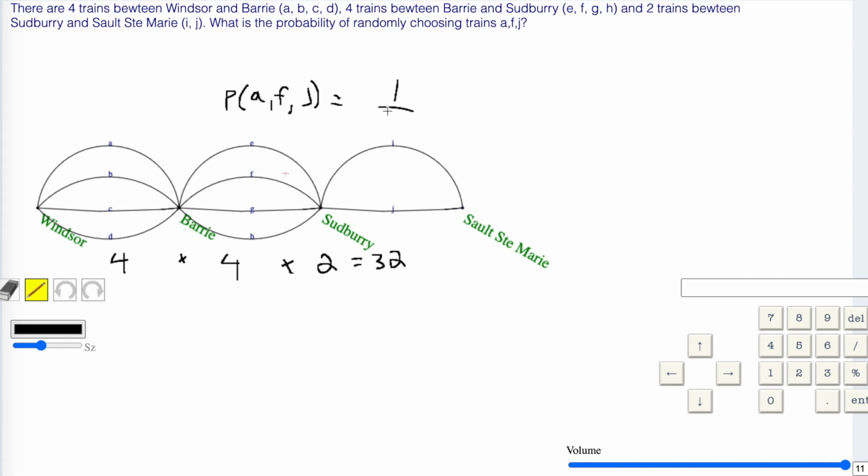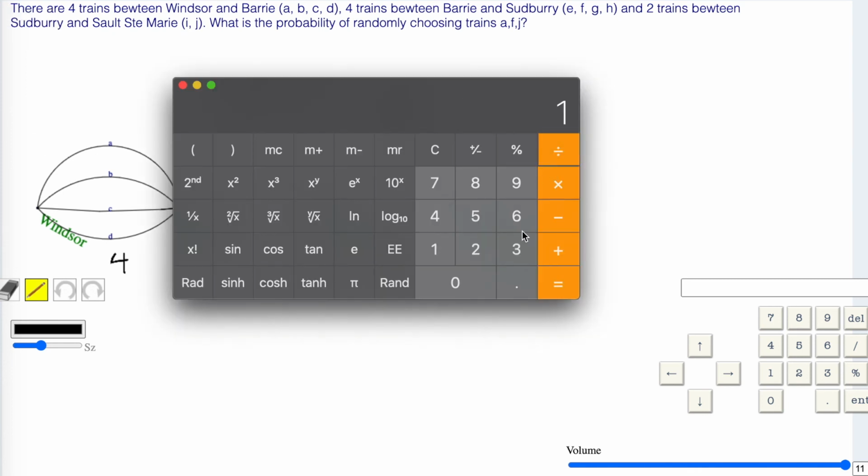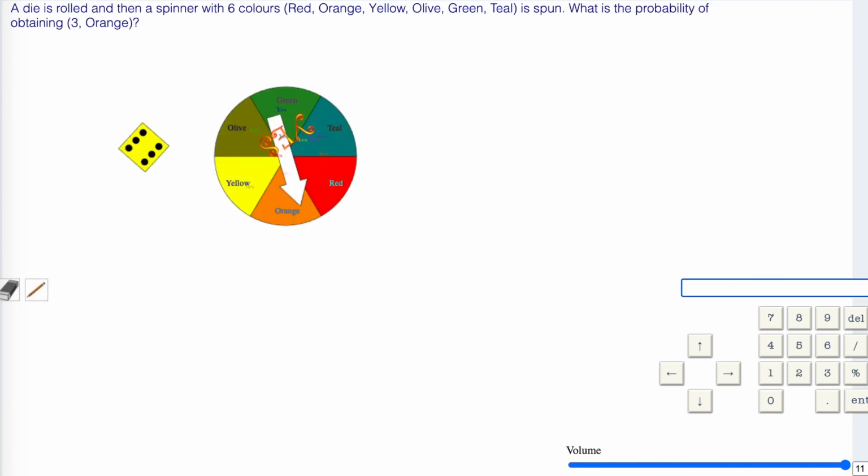It's 1 out of 32. I'm going to do this one as a percent. 1 out of 32, I'm just going to multiply that by 100. And so that's 3.125%.